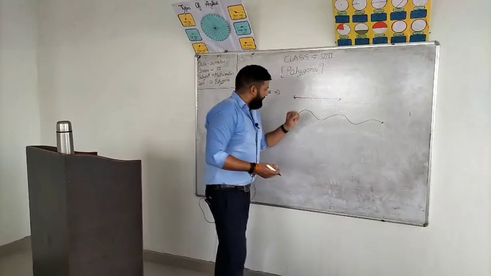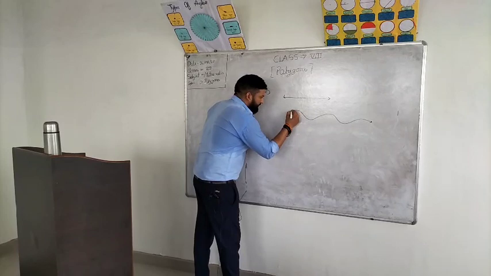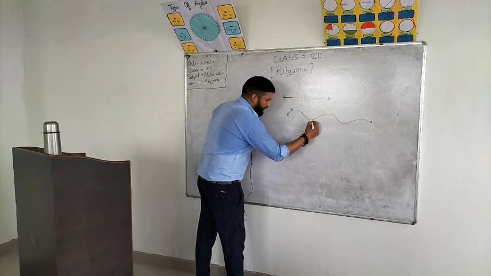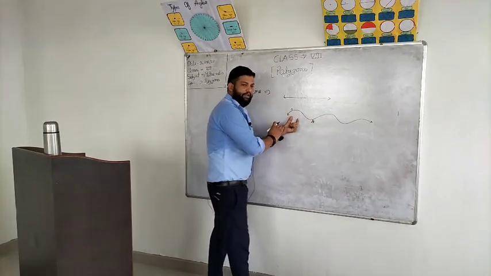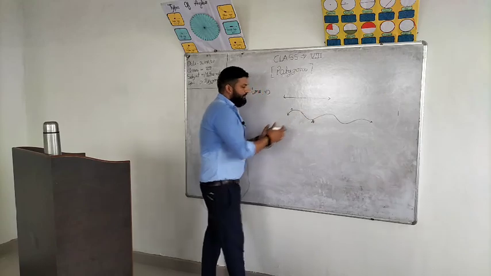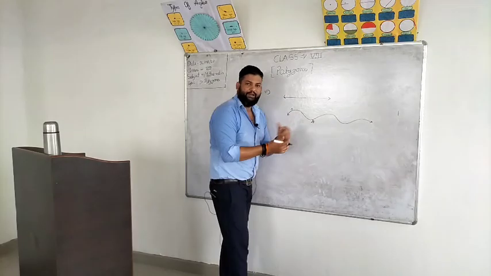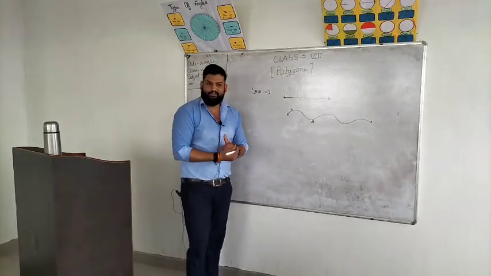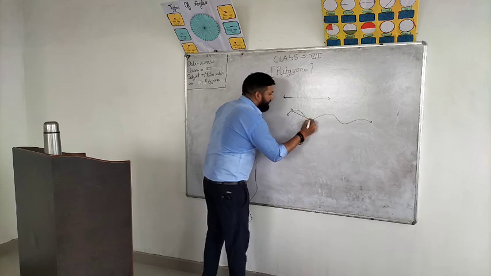If I ask you, you are standing here and there is another student there, that is B. If you have to move from A to B, what will be the distance? And if you have to go from A to B, what will be the shortest distance? You can say the shortest distance is always the perpendicular distance.